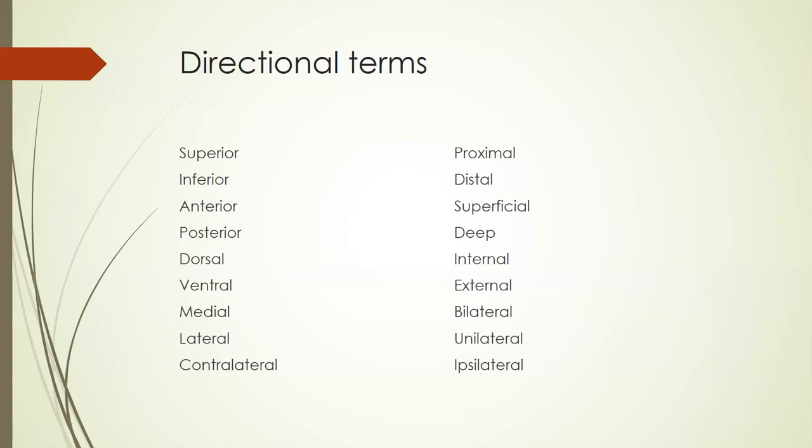That's what contralateral means. Proximal is closer, distal farther away. Superficial is exactly that, and deep is the opposite. Internal and external is used in rotation of limbs. So a limb that rotates away from the midline is said to be external, and a limb that rotates towards the midline is said to be rotating internal.